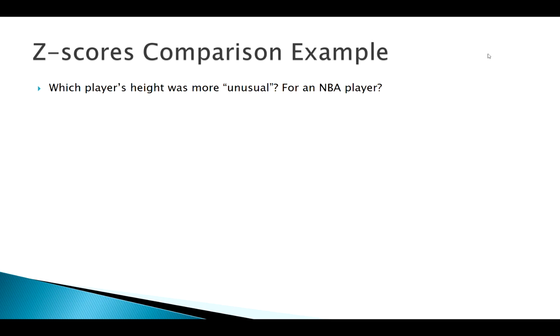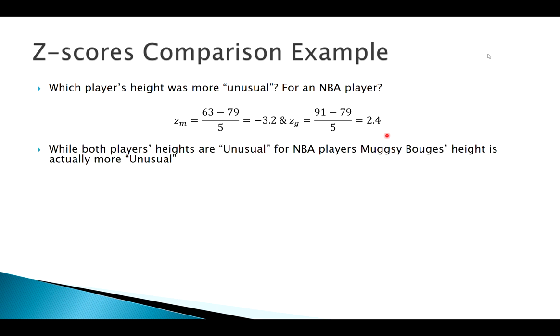Well, we can find z-scores for each of them. Okay, so ZM, that's Muggsy's z-score. ZG, that's George's z-score. So we said any z-score outside of plus or minus 2 is unusual. So they're both unusual, right? But Muggsy is 3 standard deviations less than the average NBA player. So he is way more unusual in the NBA, right?